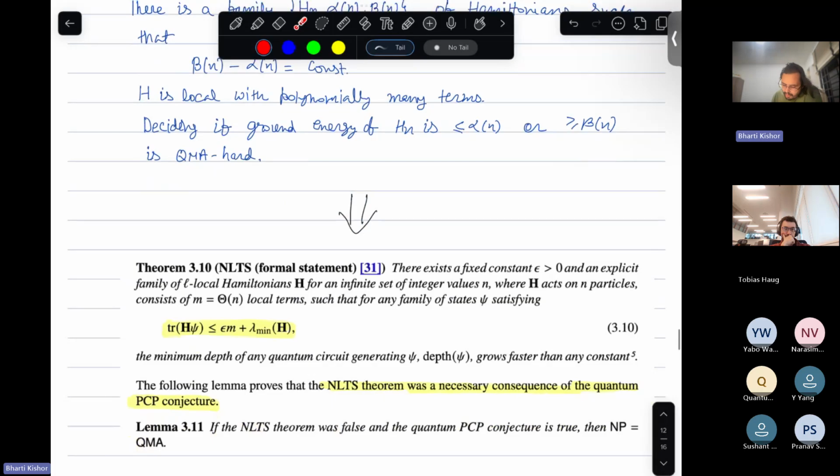This was important because, assuming this plus something interesting. So let's say if the NLTS conjecture was false and the quantum PCP conjecture is true, then NP is equal to QMA. So this was a kind of a tussle.